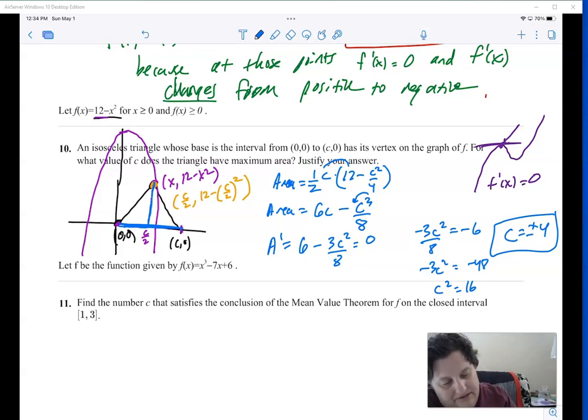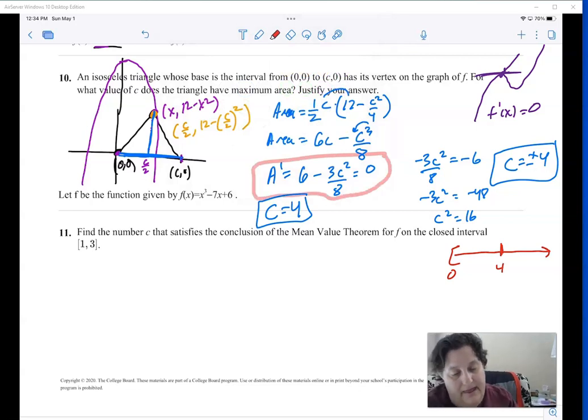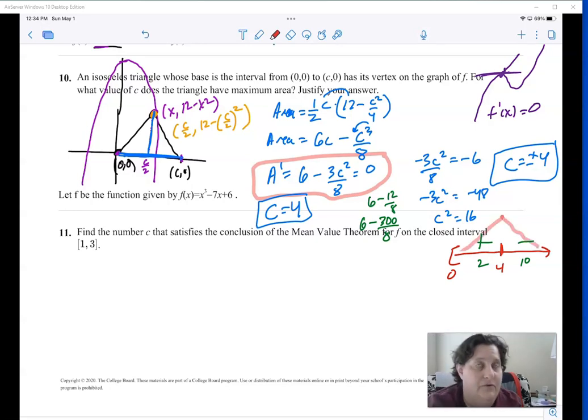So for what value of c does the triangle have a maximum area? Okay, justifying this. Now, I do actually have to make a line graph to justify this. Now look, c can't be less than 0. I don't know if it has an upper bound, but that's fine. So I'm going to put a 4 right here. And then I'm going to test it. Now remember though, we're testing into the A prime. So if I test the number 2, I would get 6 minus 12 over 8. That's going to be a positive number. Let's say I test the number 10. Let's say I get 6 minus 300 over 8. That's going to be a negative number. So the justification is that it changes from increasing to decreasing.